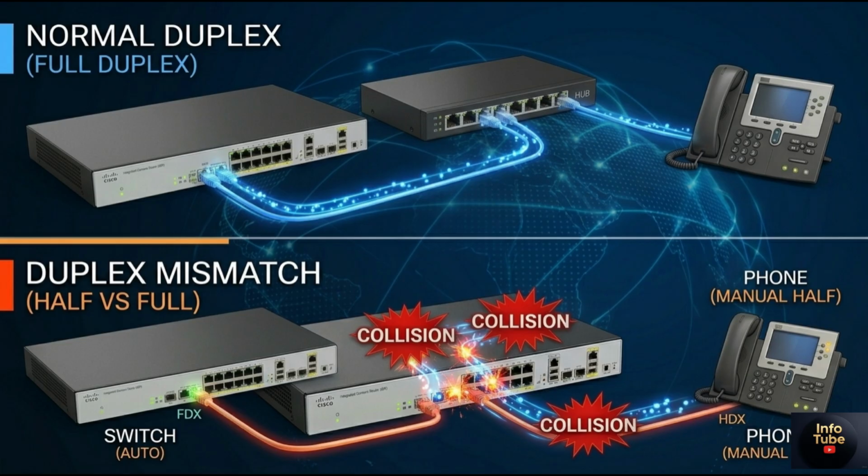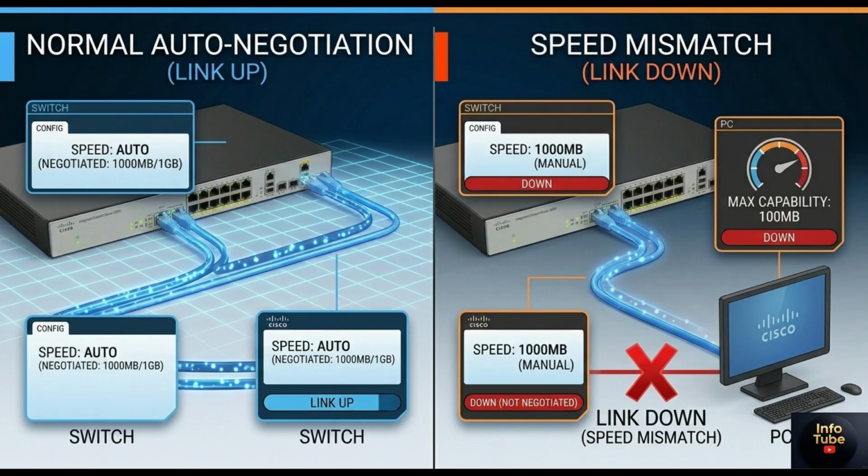Finally, there is a speed mismatch. This is very simple. Both ends of the cable must speak the same speed. If one side is trying to send data at 1 gigabit per second but the other side is only capable of 100 megabits, they will never understand each other. Most modern devices use auto-negotiation to figure this out, but if a technician manually sets the wrong speed on one side, the link will simply stay down and no data will flow. Knowing how to spot these 4 issues in your device statistics will save you hours of troubleshooting.